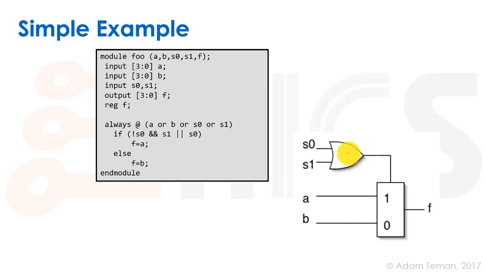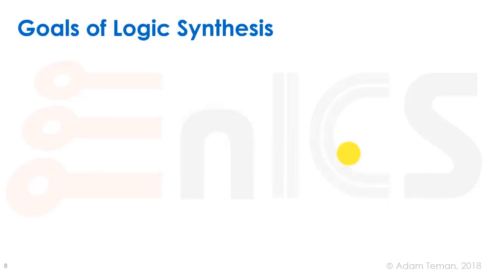So that's something that was pretty hard for us to do in our head. It wasn't that hard probably if we drew the circuit and tried to see what that logic does, but once we start getting many more input variables and a lot more complex function, it's going to be really hard, almost impossible to do by hand. So what are our goals when we do logic synthesis?